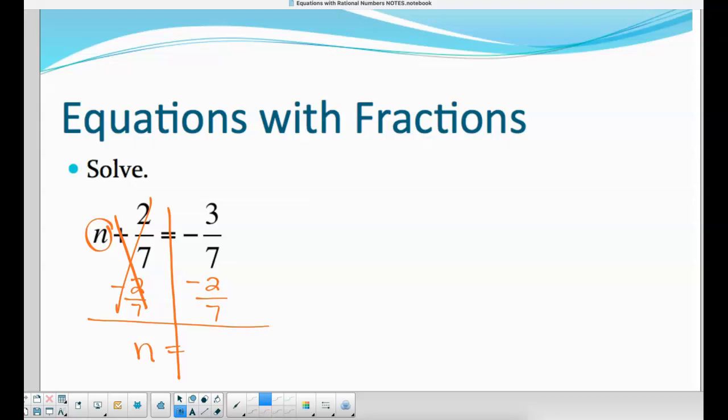Okay, now personally, you guys, this is what I have to do. You're going to have extra workspace on your paper. For me, I need to take this problem right here and rewrite it off to the side and do it. That makes it a whole lot easier for me. So I'm going to do negative 3 sevenths plus negative 2 sevenths.